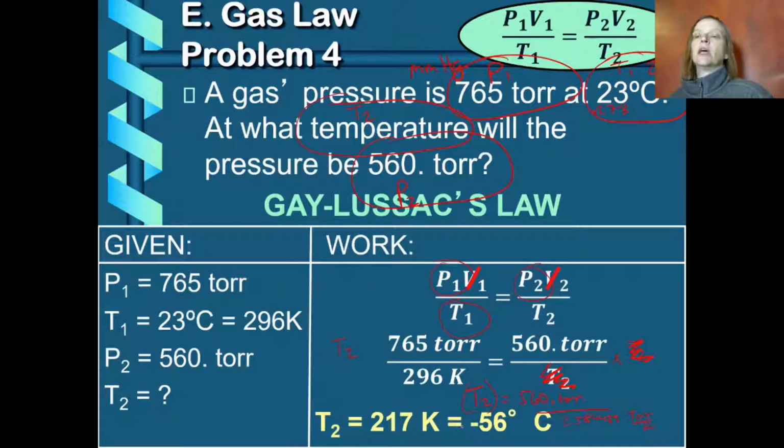217 Kelvin. Now, it is considered good practice to report your answer in the same units that you were given in the problem. And since temperature was given to us in the problem in degrees Celsius, then it's considered good practice to take that 217 Kelvin and convert it back to Celsius. So that's what I've done here by subtracting 273, and I have this temperature that's below zero, below freezing in degrees Celsius.